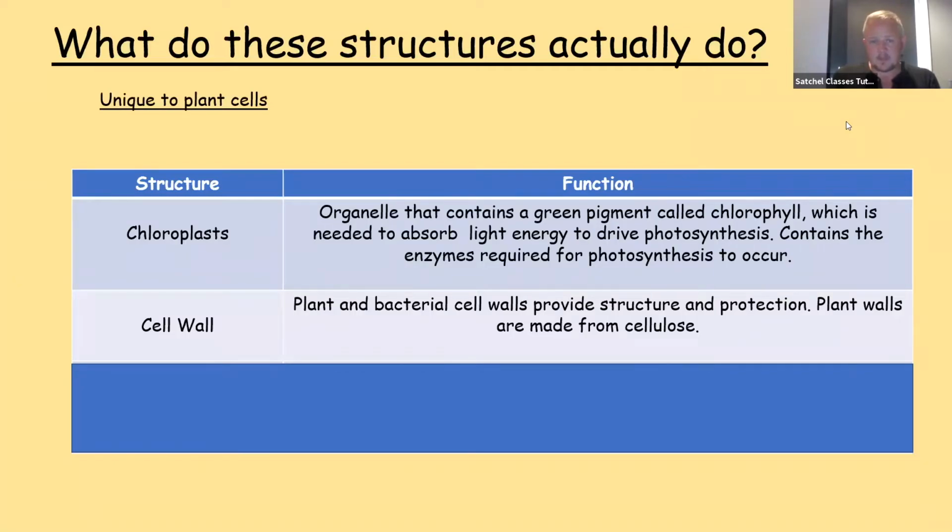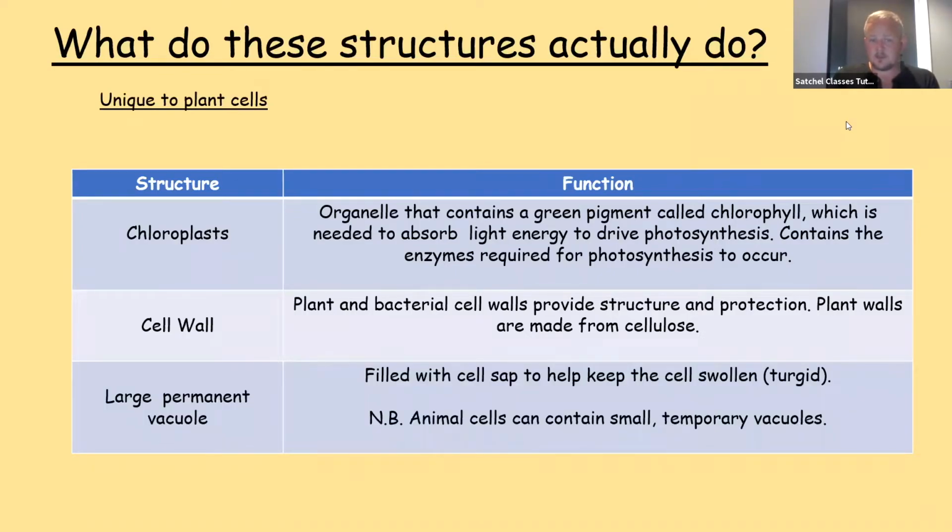Cell wall. Plant and bacterial cell walls provide structure and protection. The plant walls are made from a material called cellulose. Large permanent vacuole. This is filled with cell sap to help keep the cell swollen or turgid. And animal cells can contain small temporary vacuoles, but with plant cells, it's a large and permanently present vacuole.